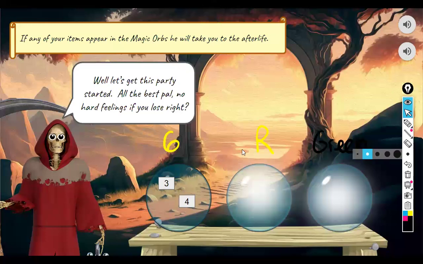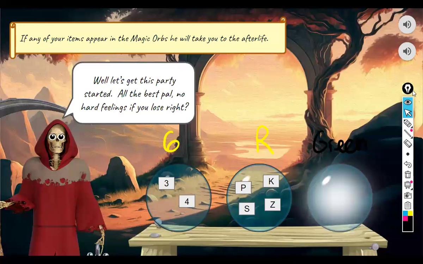Let's check the letter. Anybody chose P, K, S, or Z? Those are the unlucky letters. If you chose any of those letters, you are out of the game. Anybody still in the game? You have one more hurdle to overcome. All right, let's see the last one, the color.